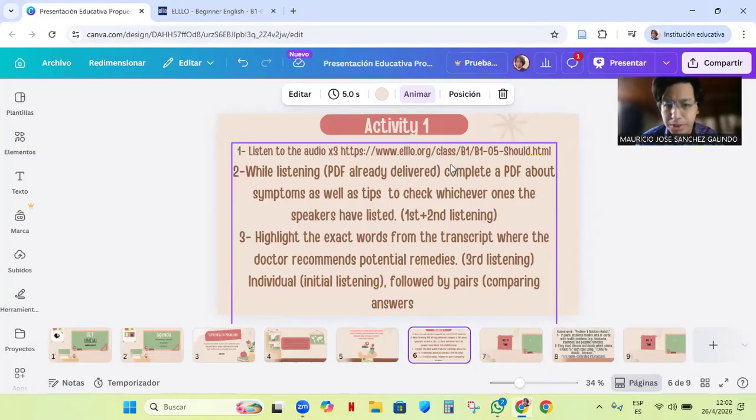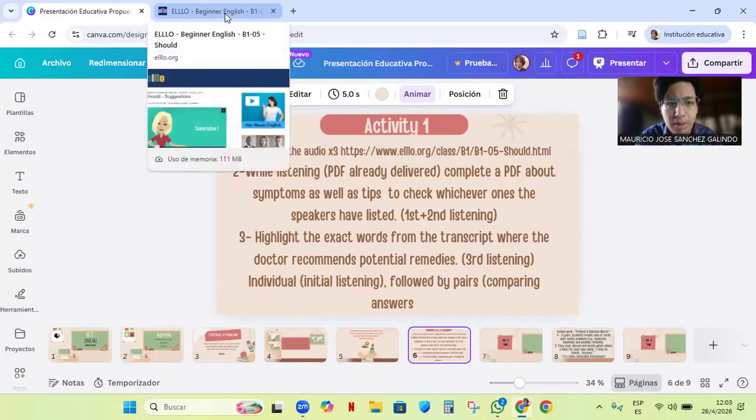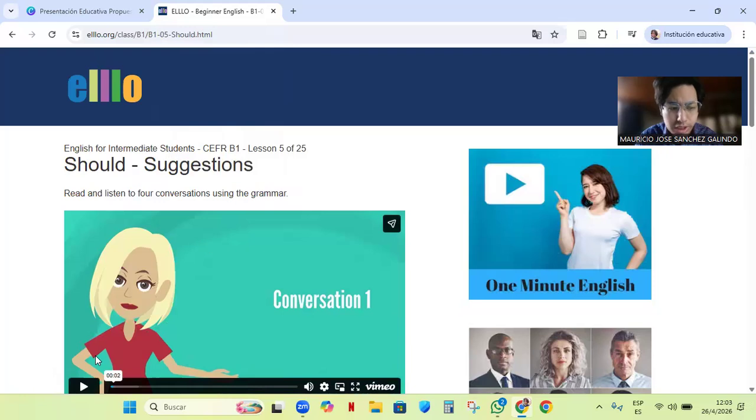This activity is super simple, so pay attention to this. First of all, you're going to listen to the audio 3 times. Remember, 3 times. Before starting this, let me present the audio to you. This is not something that you have to do right now, any activity. Just let me present the audio so you can familiarize yourselves with what you're going to listen to.